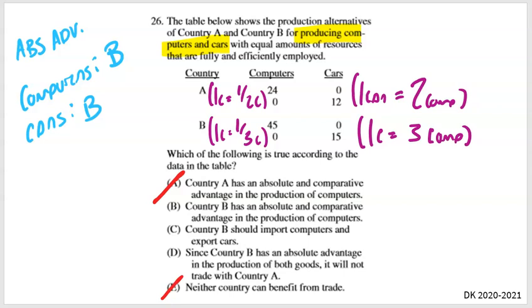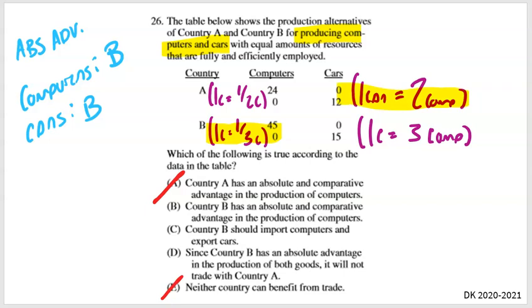Remember, to figure out comparative advantage, we want to look at the lower per unit opportunity cost. So for computers, for every one computer, country A is giving up 1/2 a car. For country B, for every one computer, they are giving up 1/3 of a car. So what's smaller, 1/2 or 1/3? Well, 1/3 is. So country B has the comparative advantage for computers. That means country A has the comparative advantage for cars here.